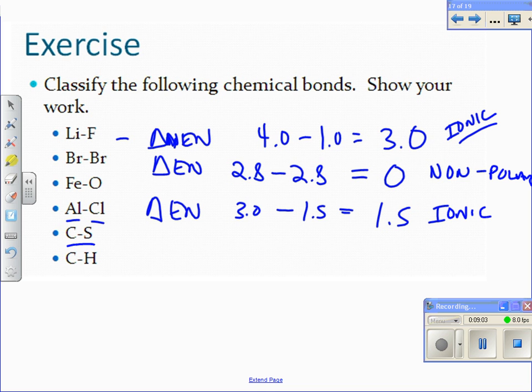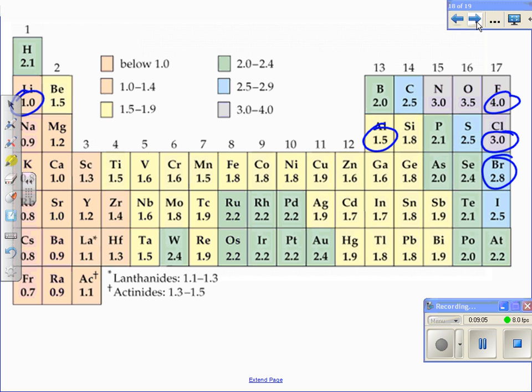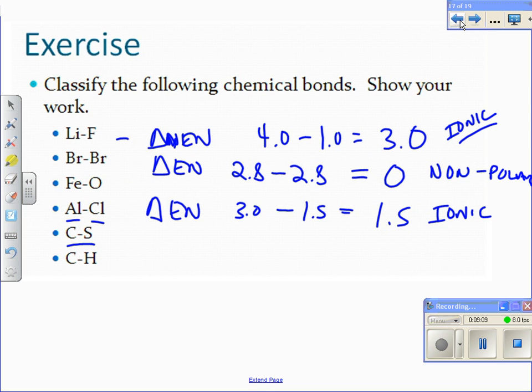What about carbon and sulfur? The value for carbon is 2.5. Sulfur is 2.5. Right away, we know the electronegativity difference, 2.5 minus 2.5, is going to be 0, so we know it's non-polar.